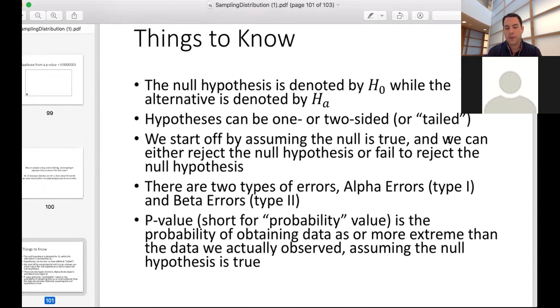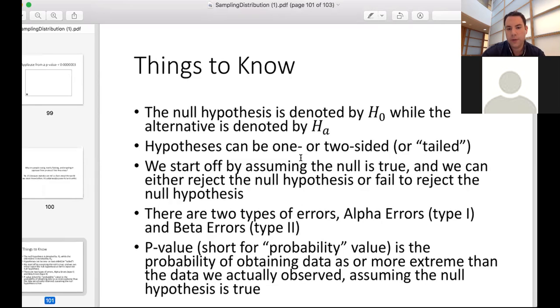So just to summarize, the null hypothesis is denoted by H naught, and the alternate hypothesis is denoted by HA. And the hypotheses can be either one- or two-sided. So in order to perform the respective tests, you're first going to have to state your hypotheses in terms of a one-tailed or a two-tailed test. And you will assume the null hypothesis is true, and then look for data to either reject the null hypothesis or fail to reject the null hypothesis. So that's how you perform your hypothesis test.